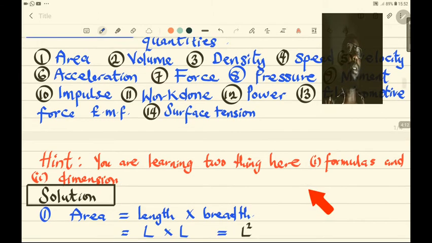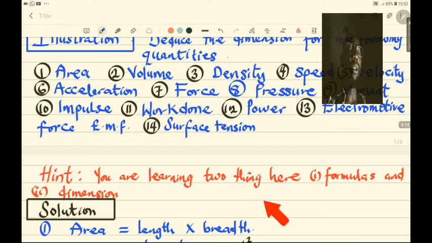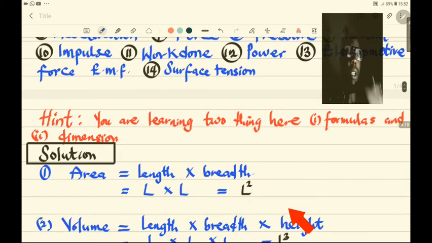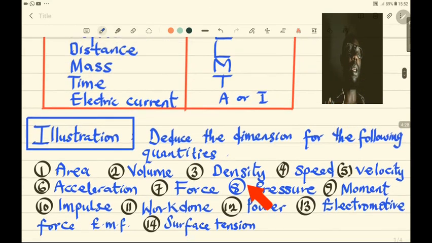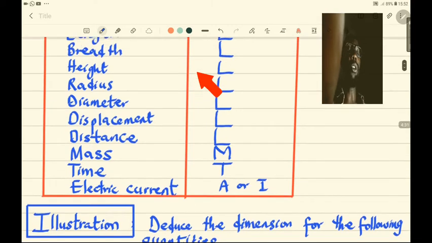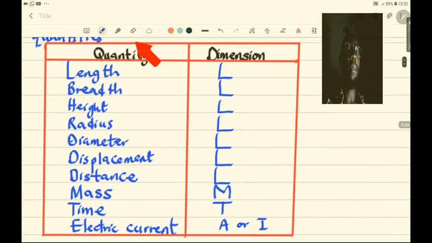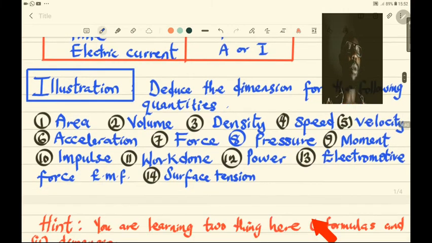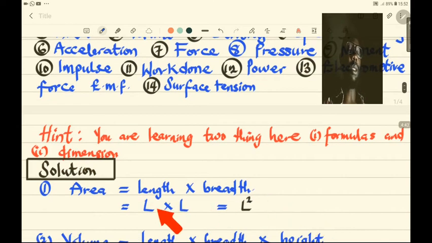The first one in the question is area. What is the dimension for area? The formula for area is length times breadth. We said the dimension for length is L, and the dimension for breadth is also L. So length multiplied by breadth is L multiplied by L, which gives us the dimension for area. The dimension for area is L raised to the power of 2, L squared.